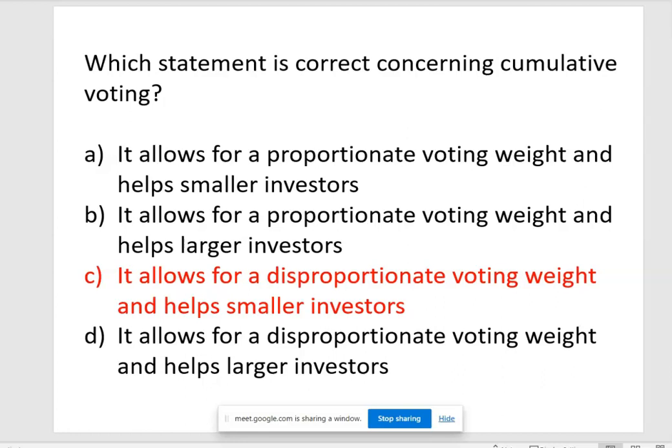That makes it proportionate. And if it was proportionate, that helps larger investors, because the more shares they own, the more votes they get. What's the term for that one? What's the proportionate voting that helps larger investors? If it's not cumulative, what's the other one? Stat, okay, which I think will be an abbreviation for statutory.